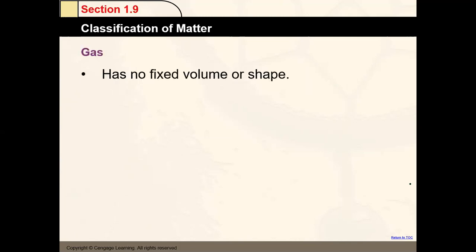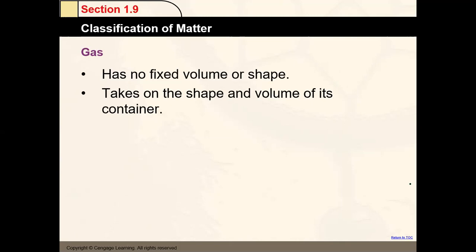In the case of gas, there is no fixed volume and no fixed shape. You can always compress the gas. You can do whatever you want with gases because there is so much space between those molecules. It takes on the shape and volume of the container.